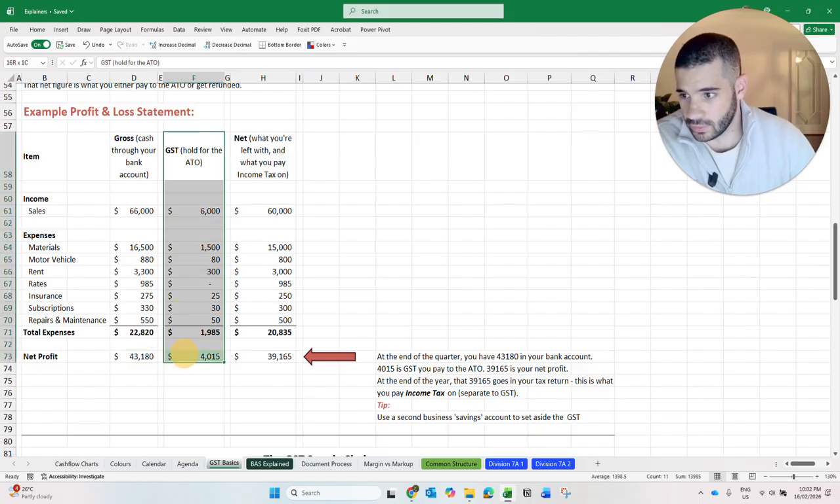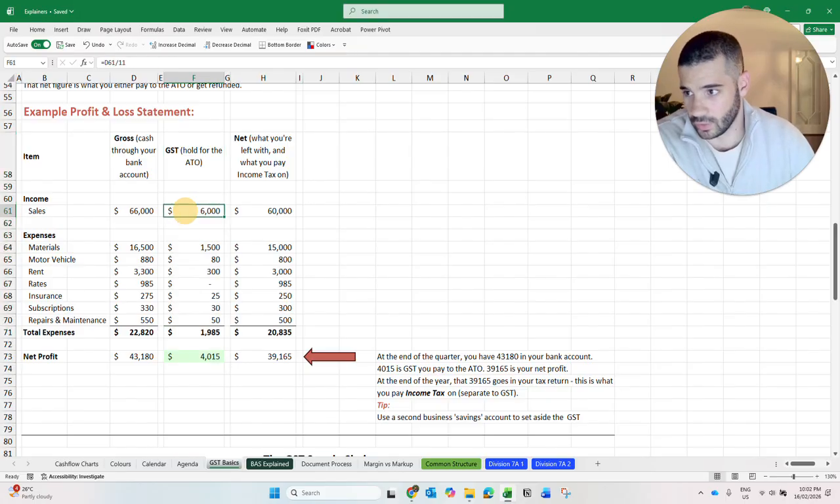So next column here is the GST. So we've taken 1/11 of the gross price of our sales. So of that $66,000 worth of income, $6,000 is GST. And that means we're left with net of $60,000. Same thing with all our expenses here. So the materials, $16,500 gross, $1,500 worth of GST leaves us with $15,000 net. And you'll note here, rates, there's no GST on council rates, for example.